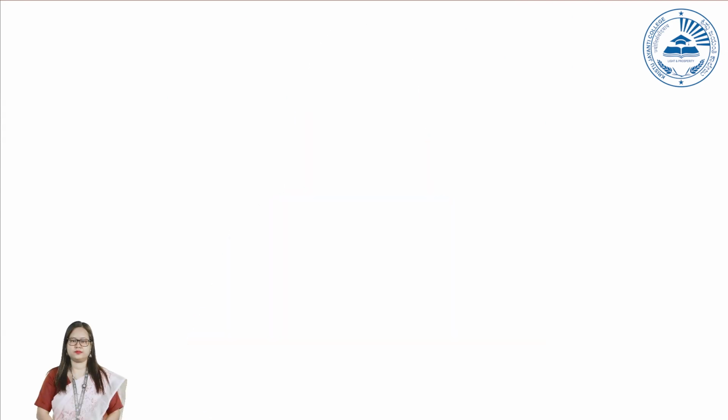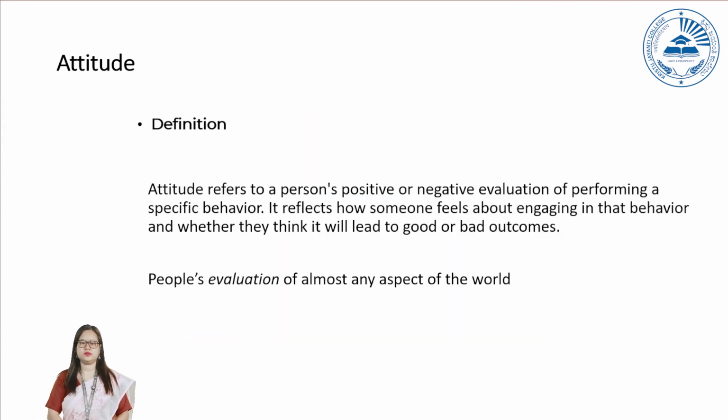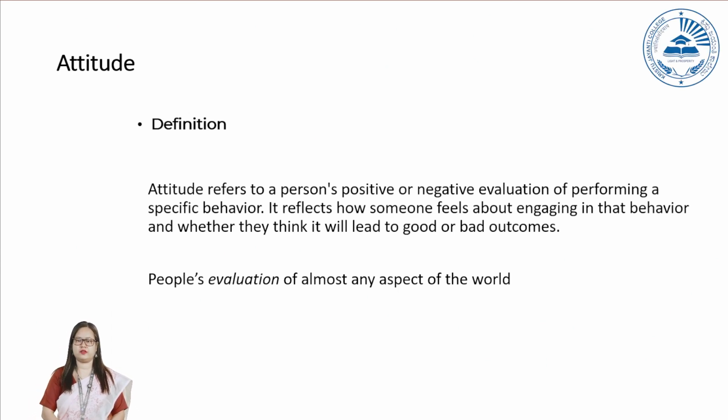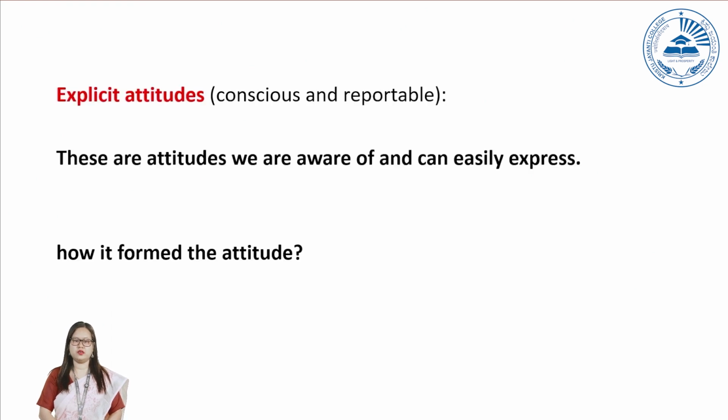So today we'll be discussing attitude and social cognitions. Attitude refers to a person's positive or negative evaluation of performing a specific behavior. It reflects how someone feels about engaging in the behavior and whether they think it will lead to good or bad outcomes. So, people's evaluations of almost any aspect of the world.